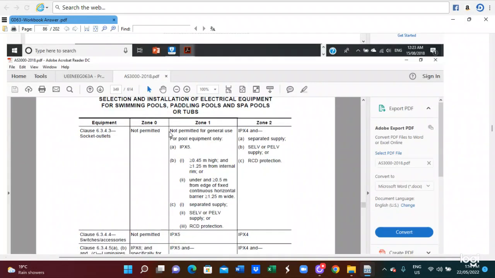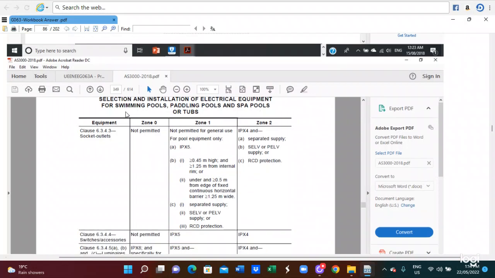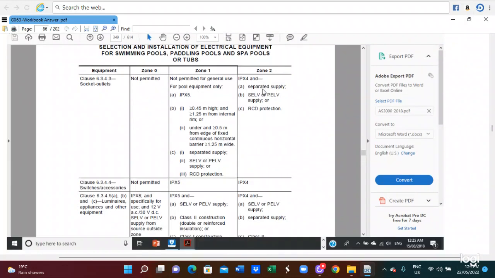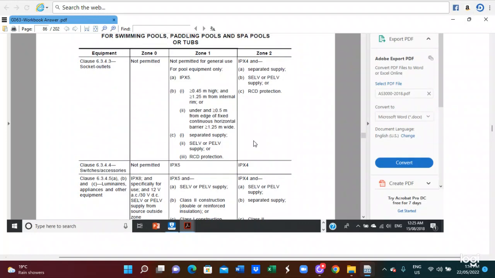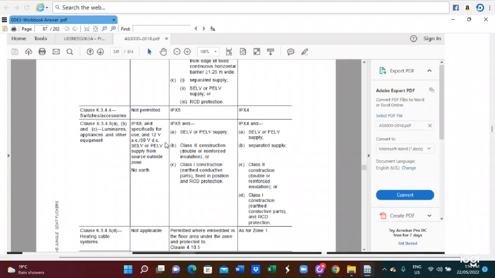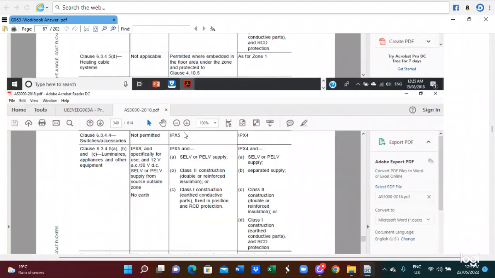So for this we have to follow the selection and installation of electrical equipment for the swimming pool. So the swimming pool system has the swimming pool zone 1, zone 2, zone 3, and the kind of electrical equipment utilization. So this is swimming pools, so that we have to use this statement.